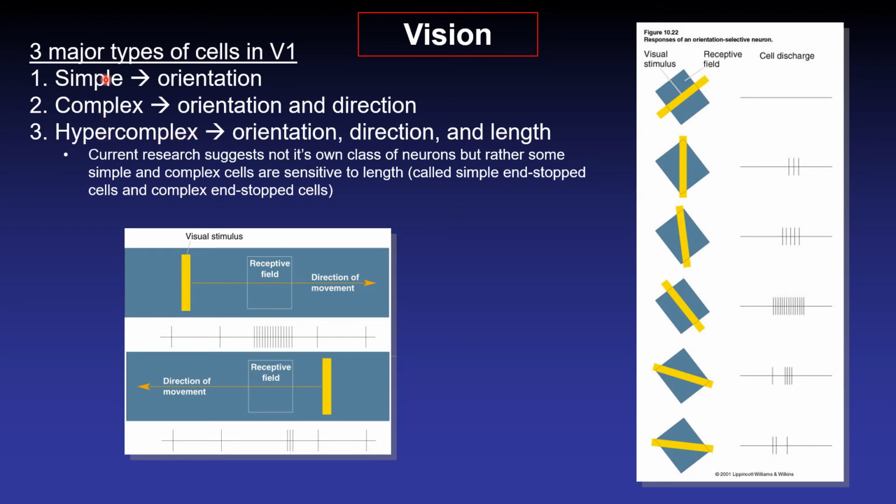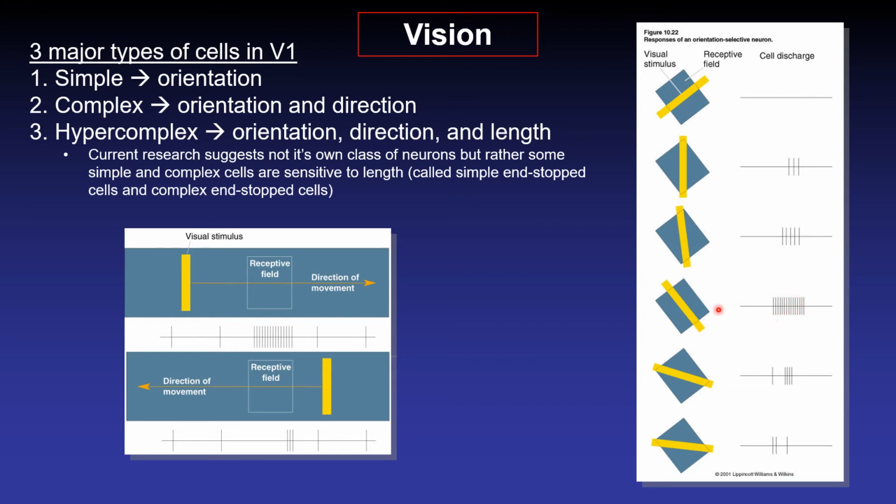Now let's just talk about the first two, simple and complex. This image over on the right is trying to illustrate the properties of simple cells. If we take the blue rectangle here as the receptive field of a neuron we're recording from, we can look at these vertical lines and consider those action potentials in that primary visual cortex neuron.